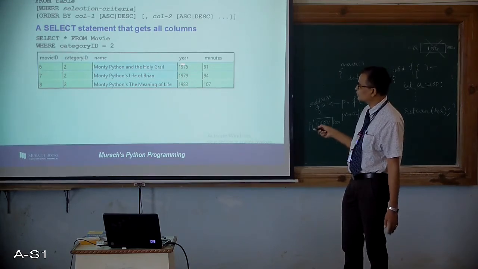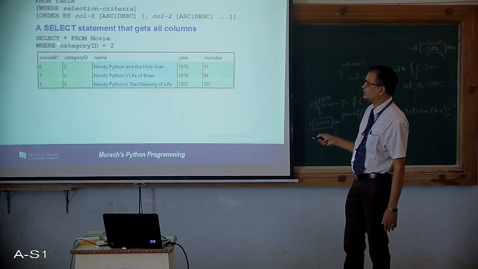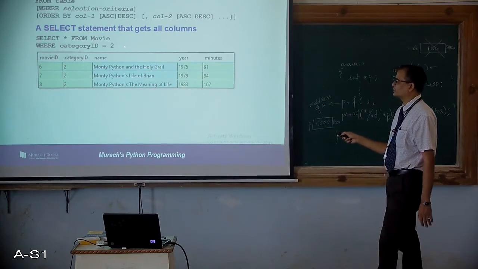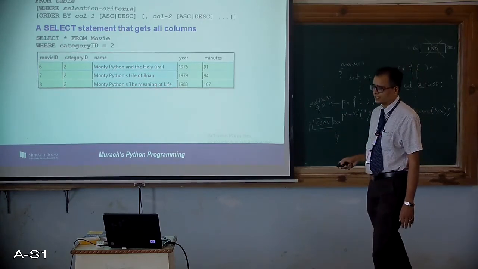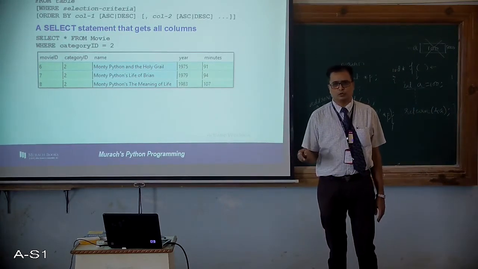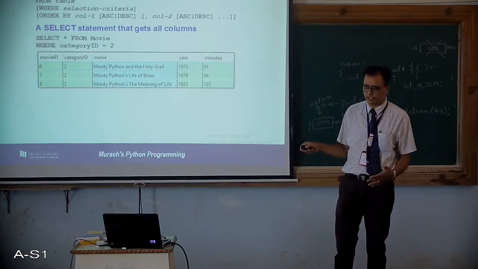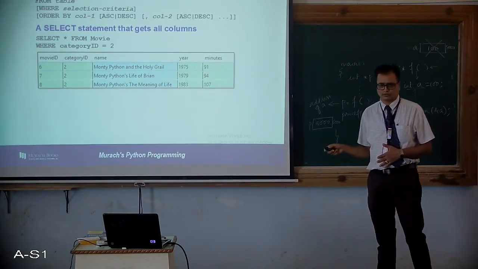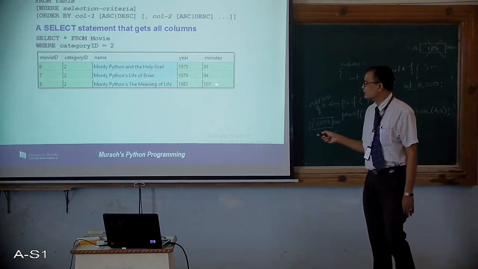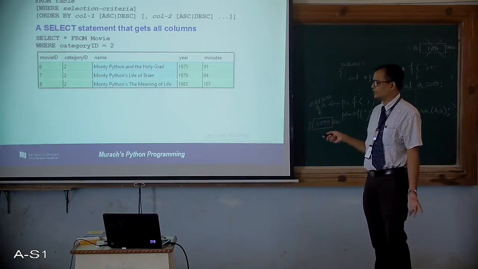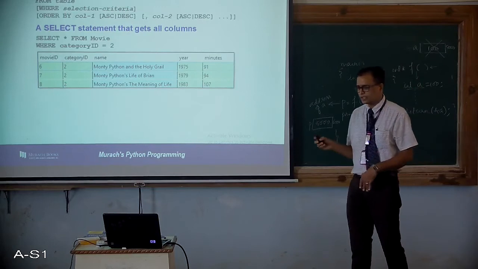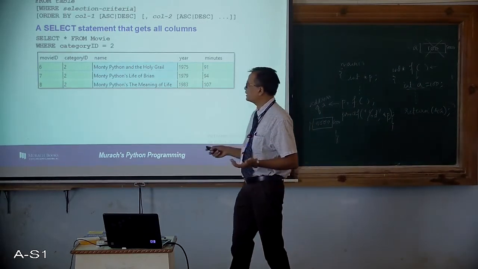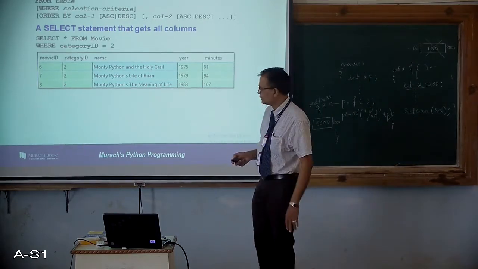And suppose you want to write a where clause: select star from movie where the category ID is 2 and minutes is greater than 90. If you want to see the movies which are lengthier, which have more than 90 minutes of duration, then you can write that clause also. Depending on your requirement, you can go on writing a where clause, and you can even write an order clause.